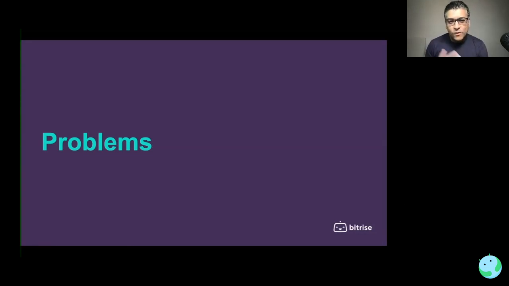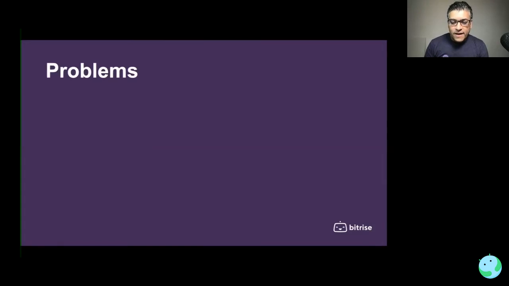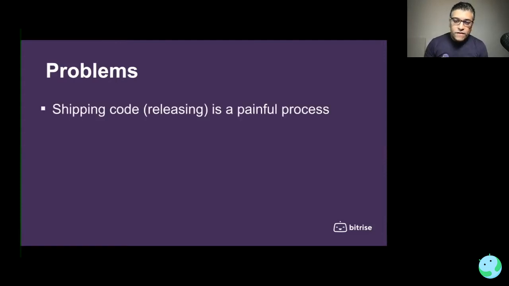So imagine all of us are working in a mobile team, especially an Android team, and we are building an Android application. And we have different problems in our team related to different things for our application. For example, shipping code or releasing is a painful process. It's almost manual and we don't use any other tool. So it's taking time to release applications.